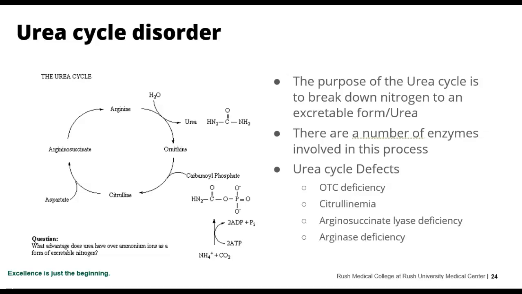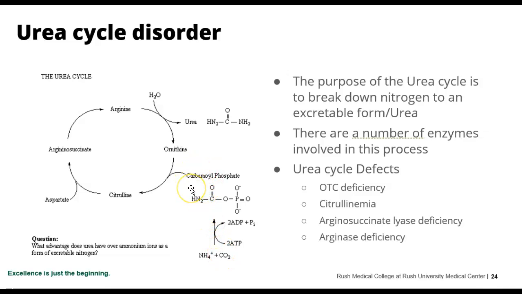Next, I want to move to the urea cycle. The purpose of the urea cycle is to break down nitrogen and excrete it in a water-soluble form, which is urea. There are a number of enzymes involved in the process. In the urea cycle, we have our ammonia, and what we're trying to do is excrete it in a water-soluble method, which is urea.